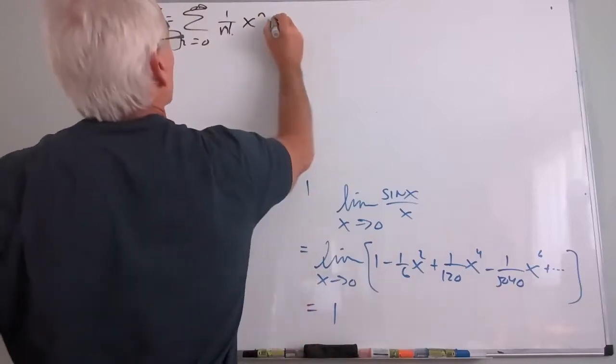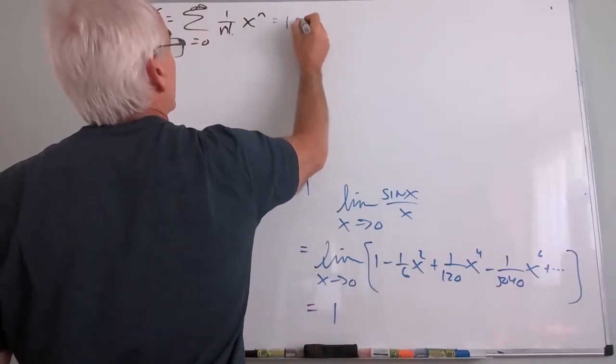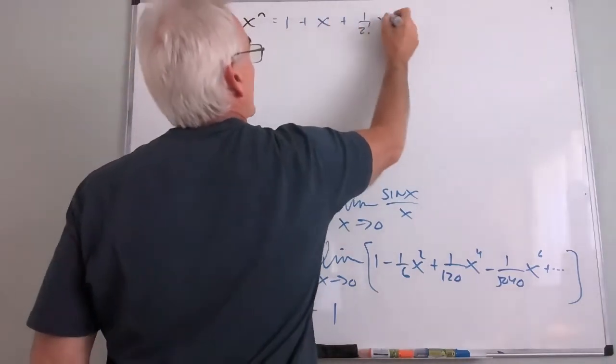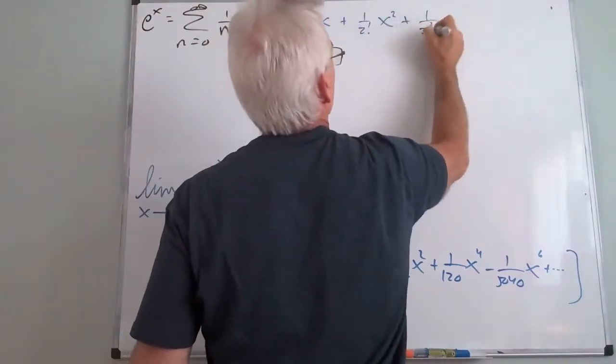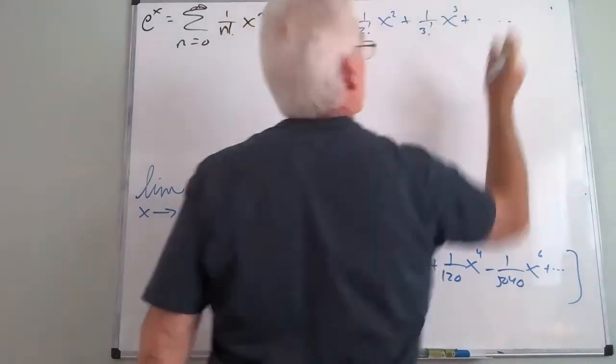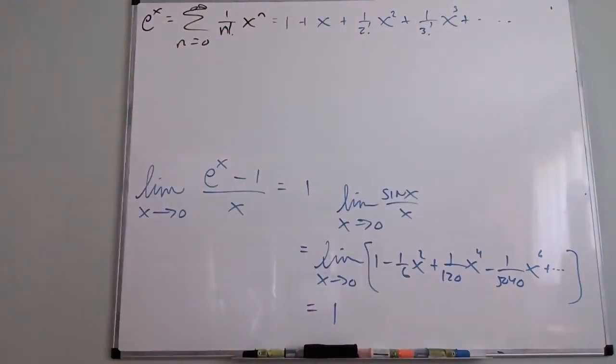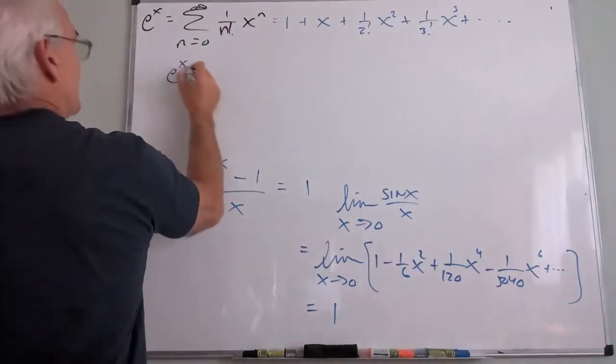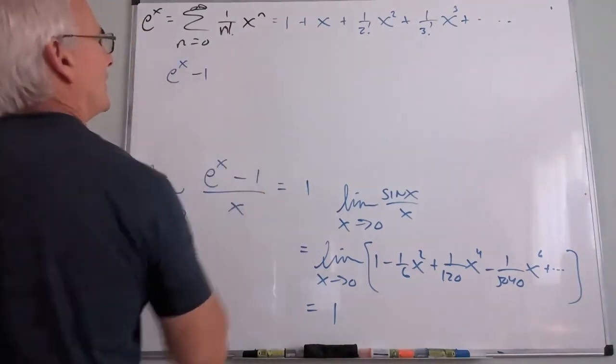So again, writing out the first few terms, this would be 1 plus x plus 1 over 2 factorial x squared, 1 over 3 factorial x cubed, forever and ever and ever, and my exponents are growing without bound. Now, what is e to the x minus 1?